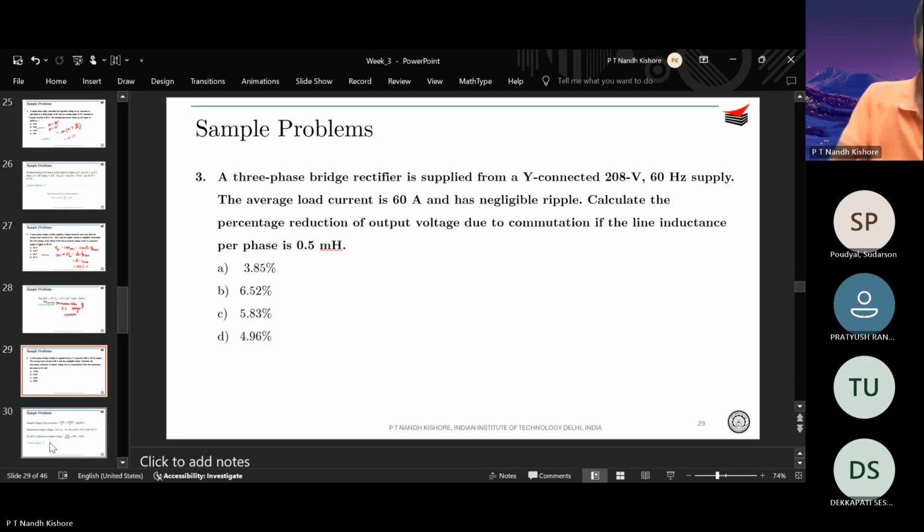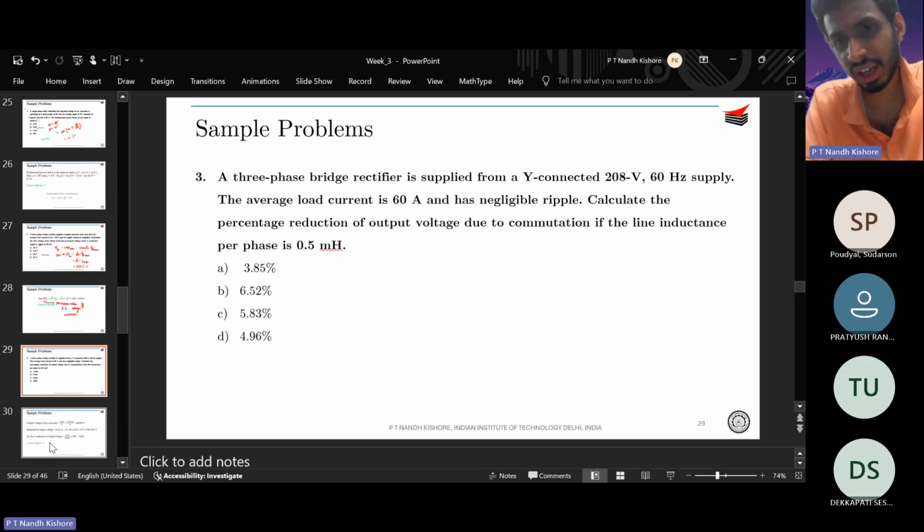Okay. Next, a three-phase bridge rectifier is supplied from a Y-connected or star-connected 208 volt 60 hertz supply. Average load current is 60 amperes again. Calculate the percentage reduction of output voltage due to commutation if the line inductance per phase is 0.5 millihenries. So this comes from the chapter about effect of source inductance.